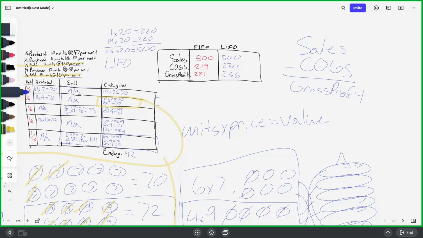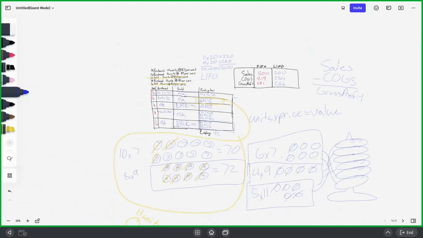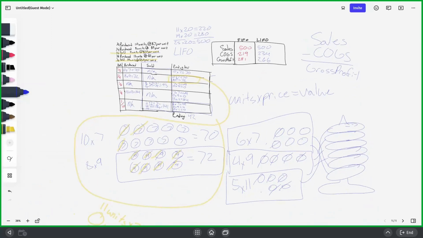How are y'all feeling on this? We could run through another one of these. I know this chapter also brought lower cost or market. Oh, it's not that bad. Yeah, that one's not that bad. We can run through it.